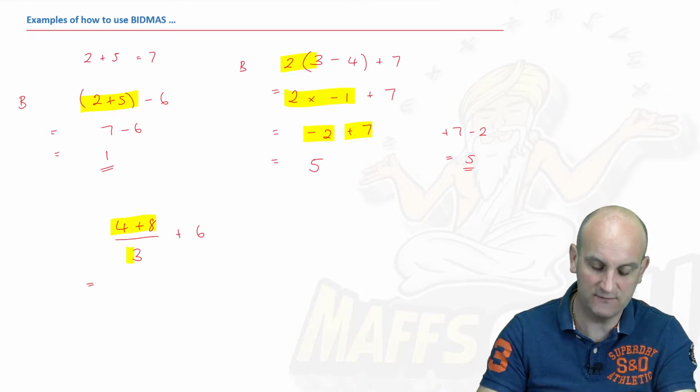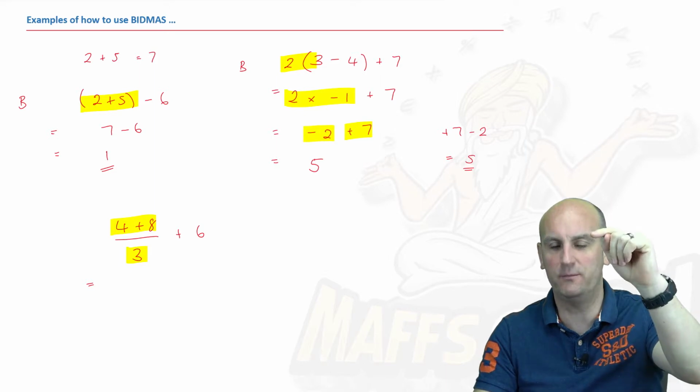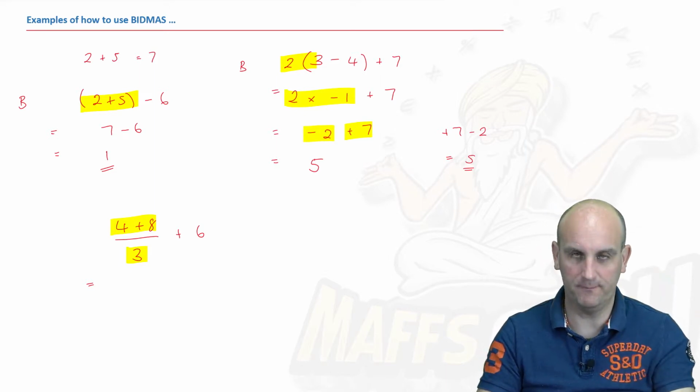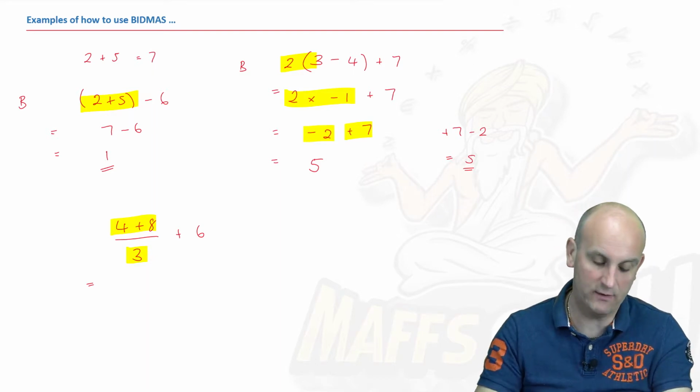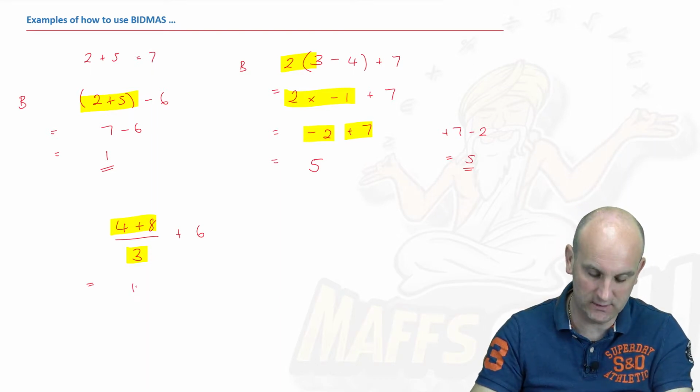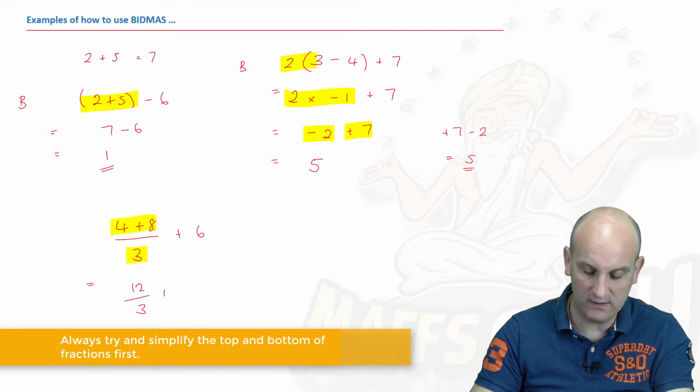You are only allowed to divide when there is one number on the top and one number on the bottom. Is there one number on the top? No, there isn't, but there is something I can actually work out. So 4 plus 8 when I went to school was 12. Write down everything that you've not used.